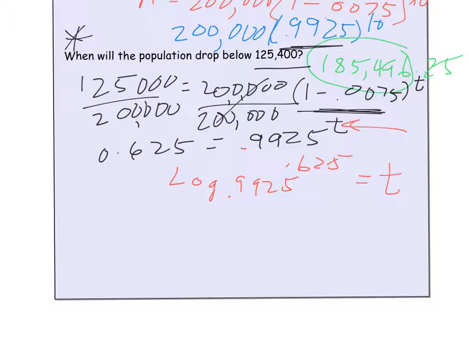What do we got? 0.9925. I get this, 62.43. So a little over 62 years for the population to drop below 125,400.